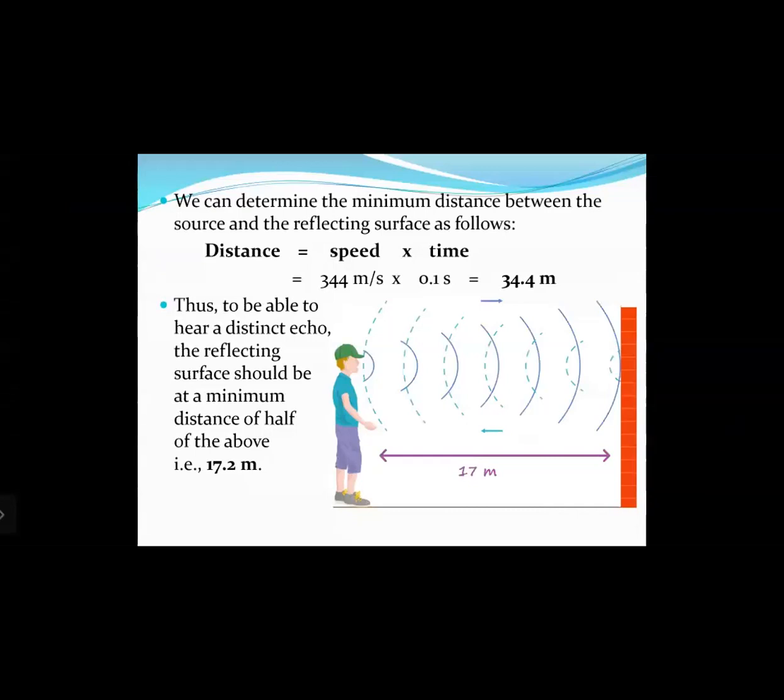So we know speed equals distance upon time. So we can write distance equals speed multiplied by time, which is 344 meters per second multiplied by 0.1 seconds. So we get 34.4 meters.